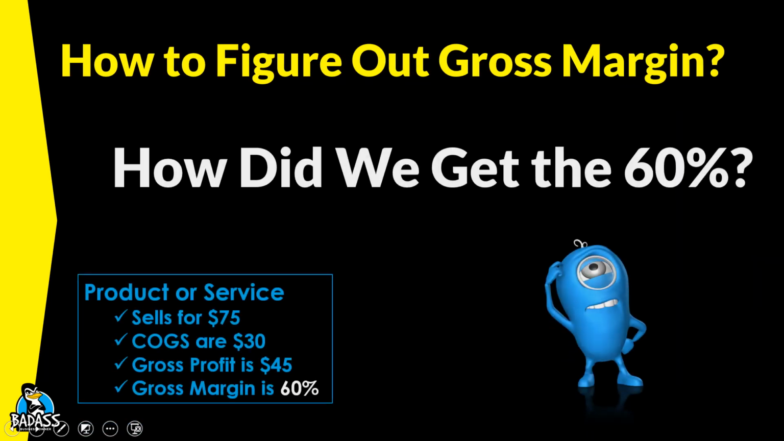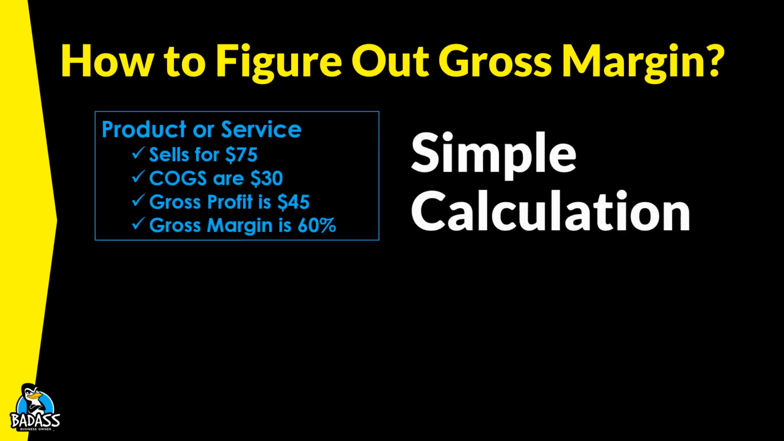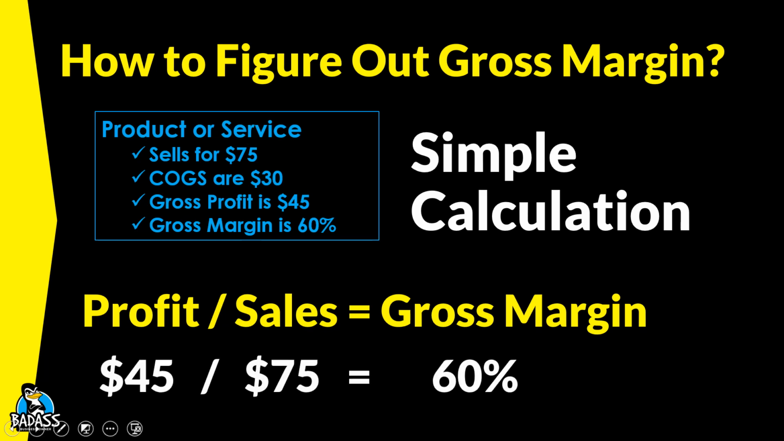Now, let's try to figure out how we even got to that 60% using those same numbers, shall we? Well, it really is a simple calculation. Basically, to figure out your gross margin percentage, you're going to take the amount of profit you made and divide it by your sales. So in this case, we know that we have $45 in profit that we made, and we're going to divide it by the $75 that we sold it for. And when we divide the 45 by the 75, we get the 60% number that we had earlier.